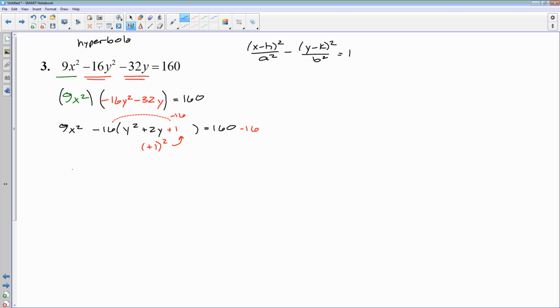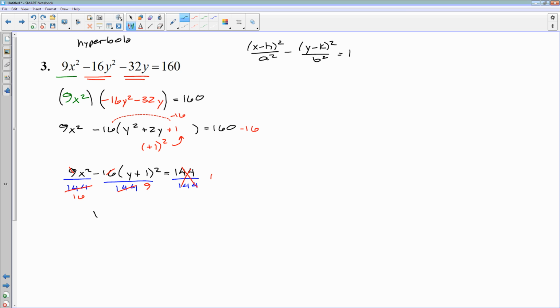And I will factor, so we have 9x squared minus 16 times, that factors to y plus 1 squared, and 160 minus 16 is 144. And then our final step is going to be divide everything on both sides by 144. So I'm going to divide this thing by 144. And I will divide this by 144, and then we will cancel and reduce. 9 goes into 144 16 times, 16 goes into 144 9 times, and then this all reduces to just 1.